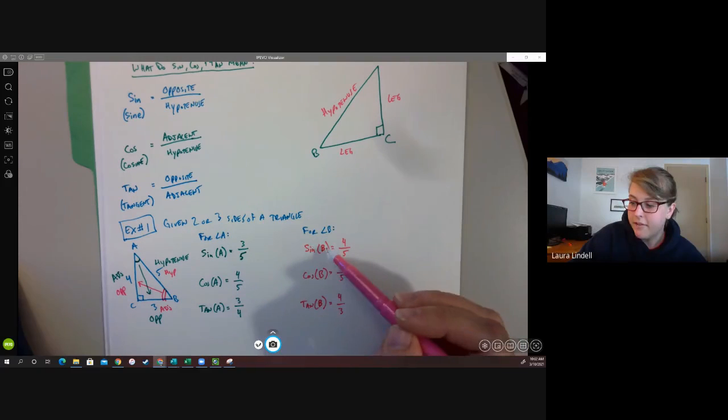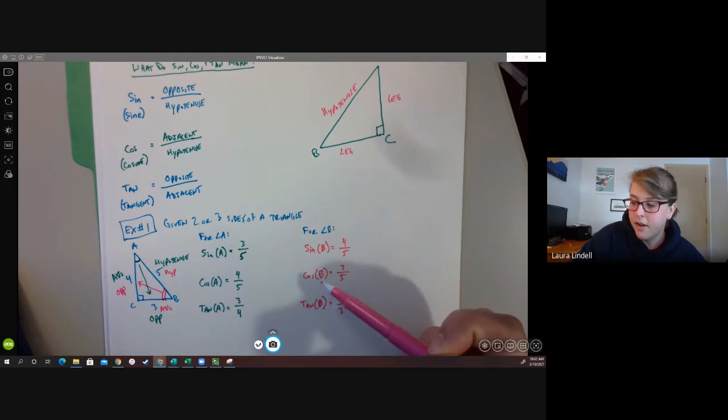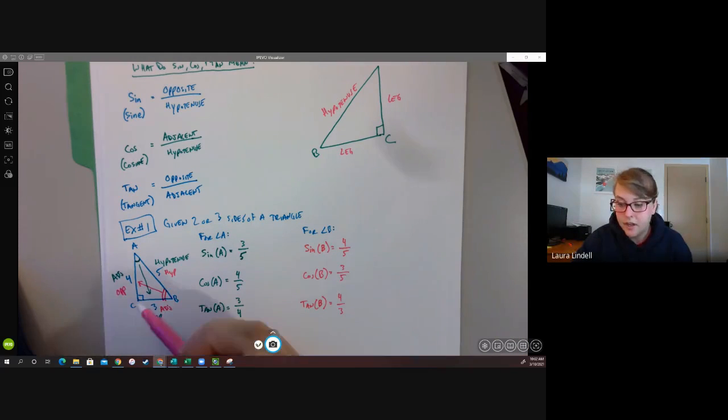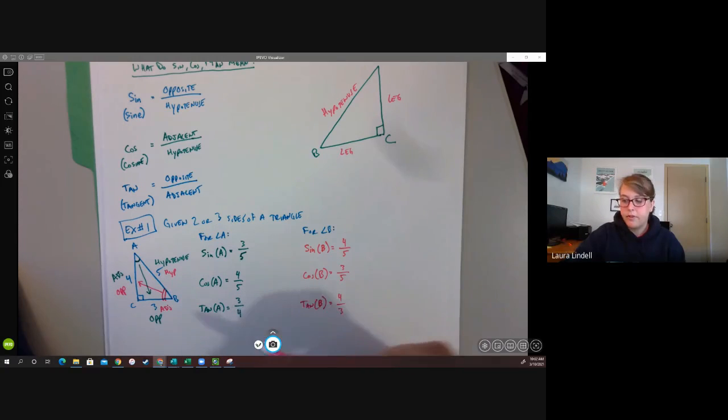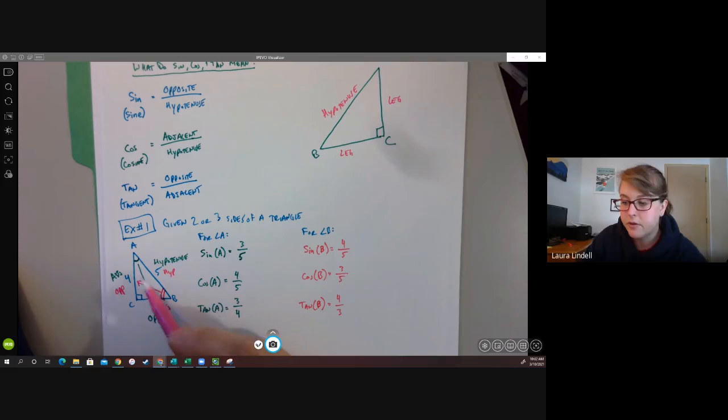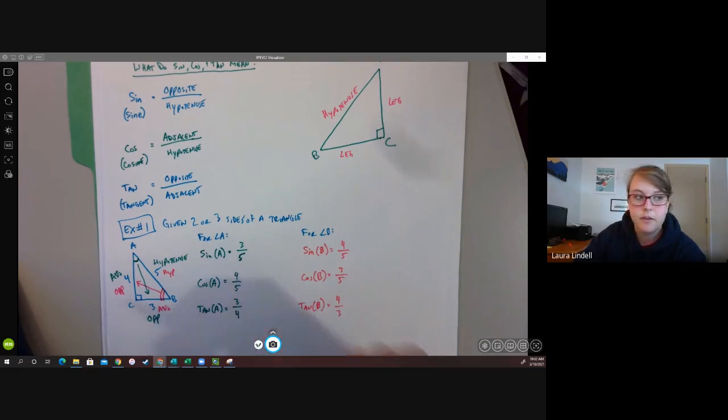Cosine of A and sine of B are the same. Sine of A and cosine of B are the same. They've just switched places with one another because the opposite and the adjacent have switched with one another. Same thing with tangent. Tangent of A is 3/4, tangent of B is 4/3. They're just switching places. So it really depends on the perspective, from which angle's perspective you're looking at, as to what makes up your trig ratios. Okay.